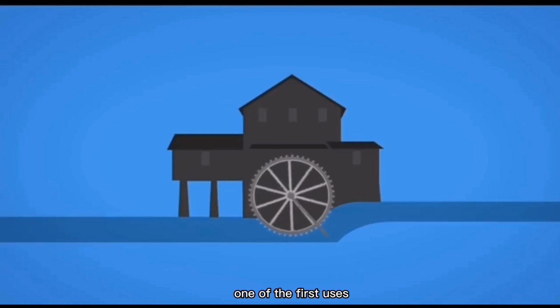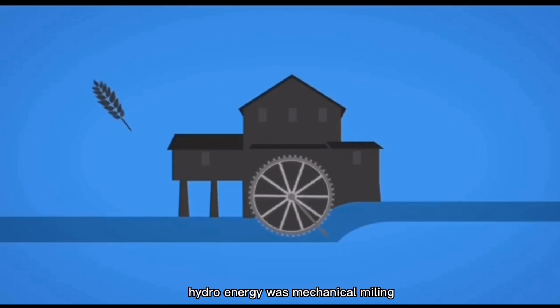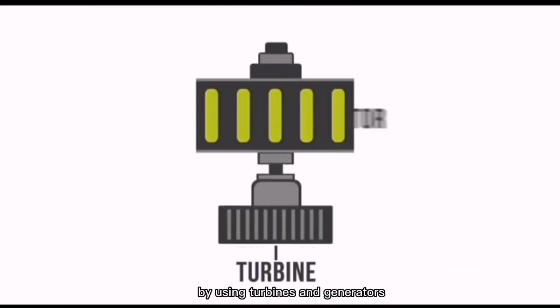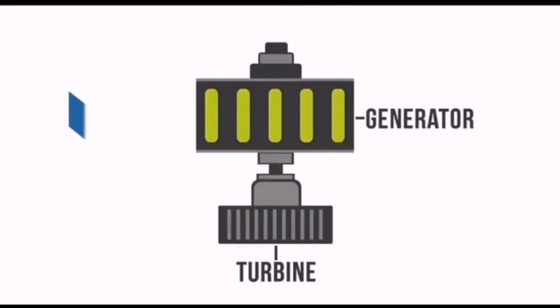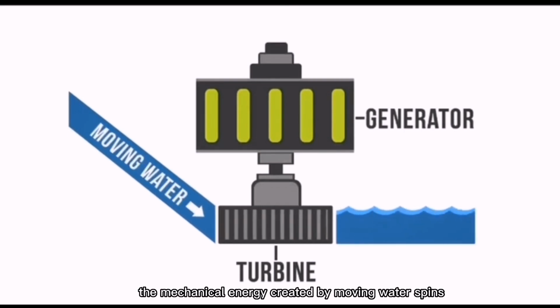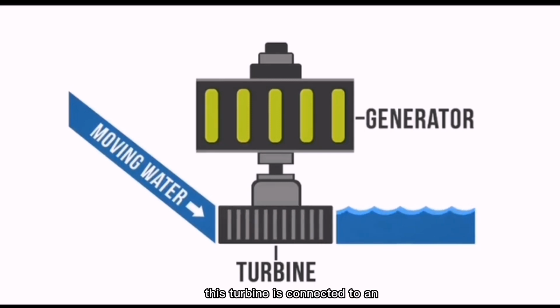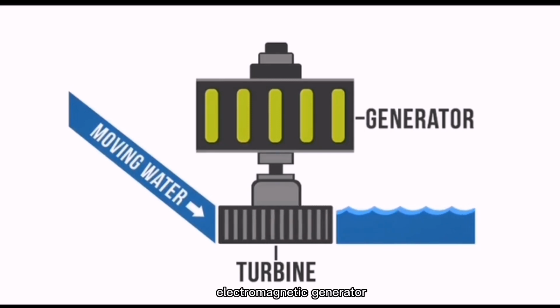One of the first uses of hydro energy was mechanical, such as grinding grains, but today modern hydro plants produce electricity by using turbines and generators. The mechanical energy created by moving water spins the rotor on a turbine. This turbine is connected to an electromagnetic generator, which produces electricity when the turbine spins.